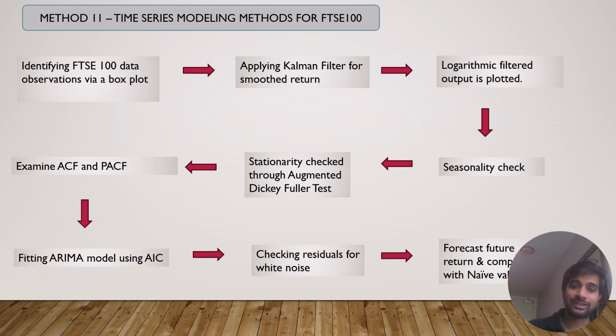Is there some repeated pattern present or not? Next, the stationarity check through the augmented Dickey-Fuller test. So we check the stationarity and similarly examine autocorrelation and partial autocorrelation, then fit ARIMA using AIC or BIC. Then we will look at whether the residuals are white noise. If they are white noise, then it's a good indicator for further analysis, and we are going to forecast the future return.